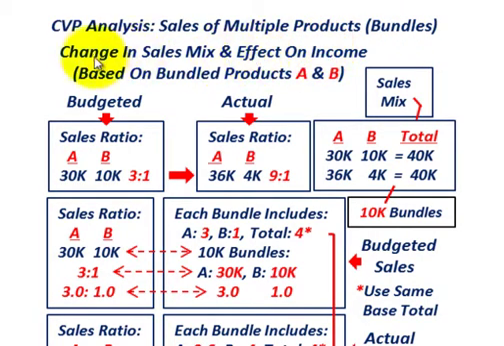Now, what we're going to be looking at here is the change in the sales mix on these bundled products, or these groups, and how a change in the sales mix can affect the income on the products. Our example is going to be based on some bundled products of product A and product B. But going through this example, you could use the same procedure if you had any number of products that you're grouping together, like A, B, C, D, and so forth.